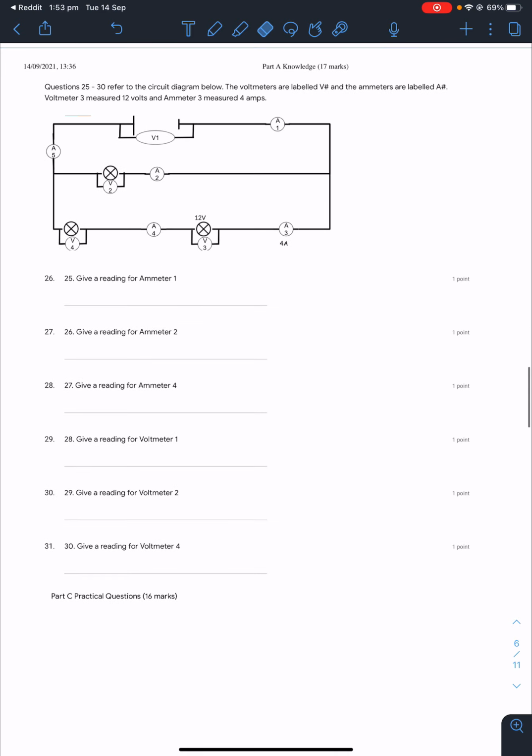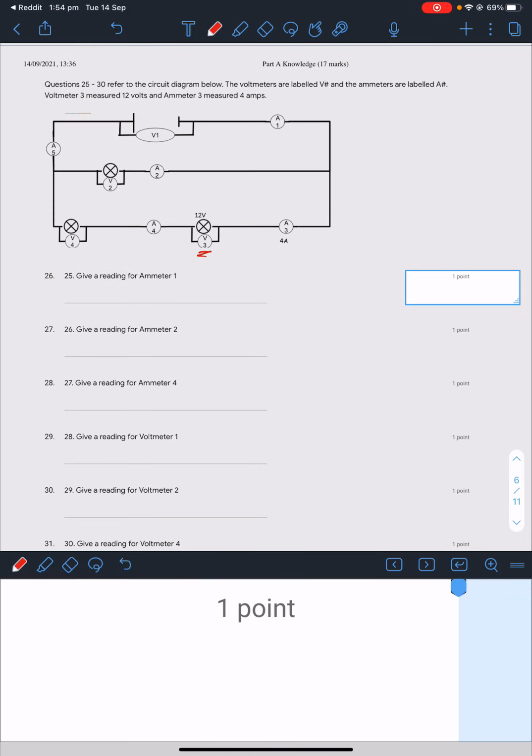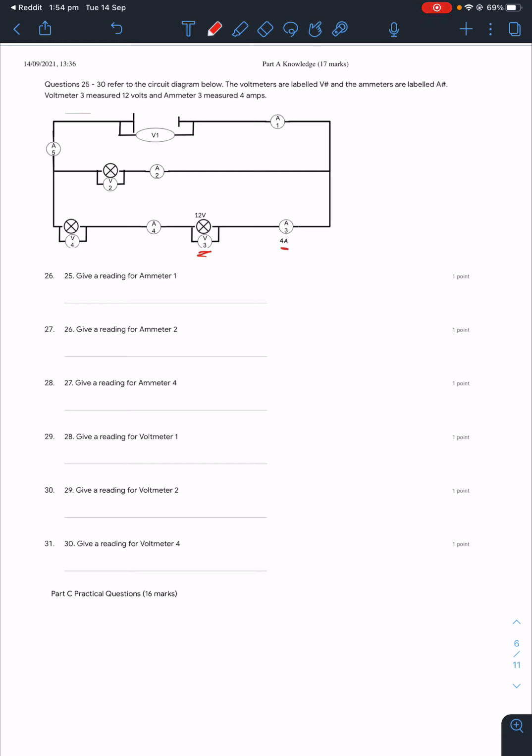All right, let's work through this one. Circuit diagram below, our voltmeters are labelled V and a number, and our ammeters are labelled A and then a number. Voltmeter 3, this one down here across this globe, measured 12 volts, written there, and ammeter 3 measured 4 amps. So what you needed to do in this question is remember your rules about how voltage goes around. And you've also got to recognize that we've got a parallel circuit. So we've got two paths here.